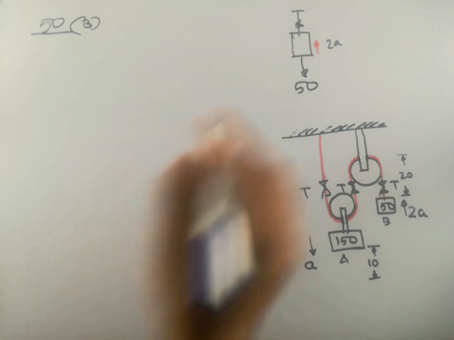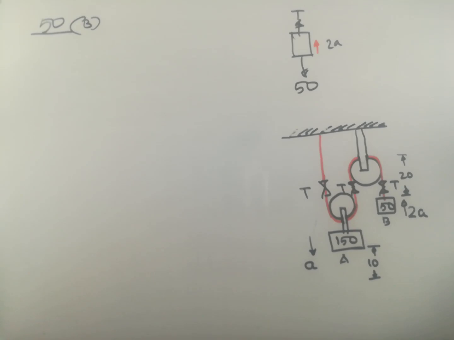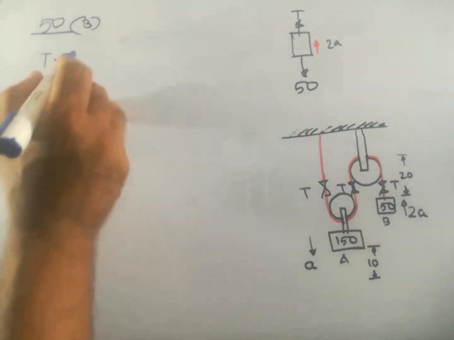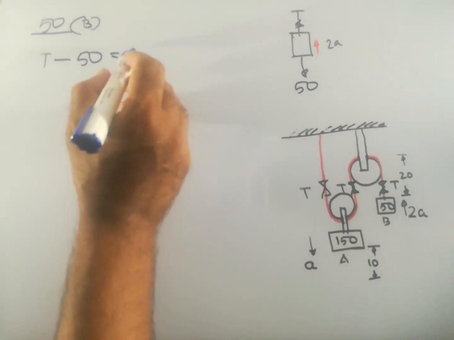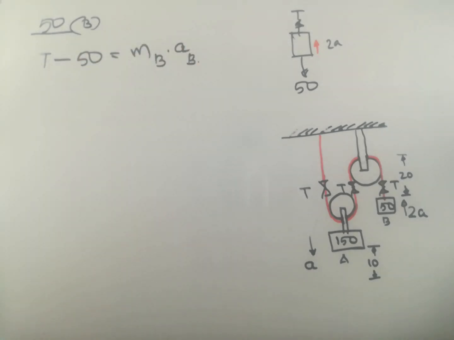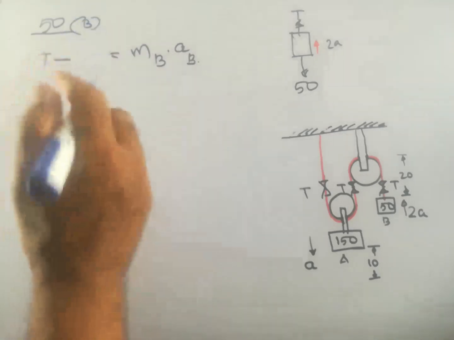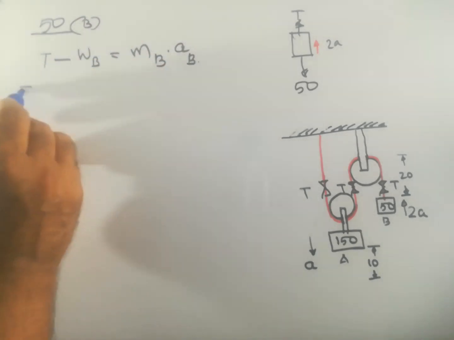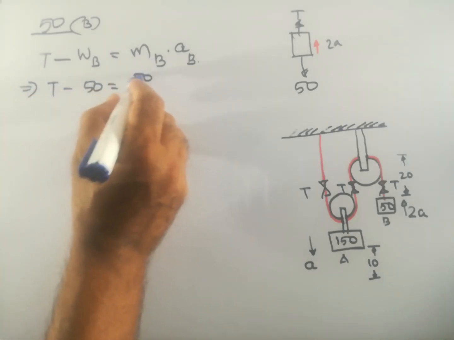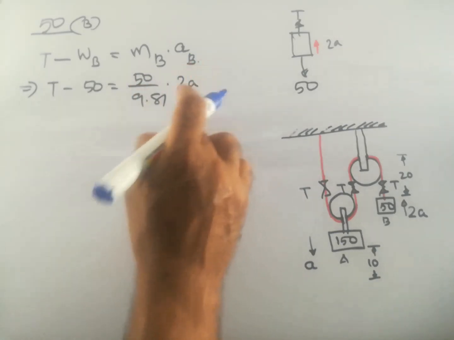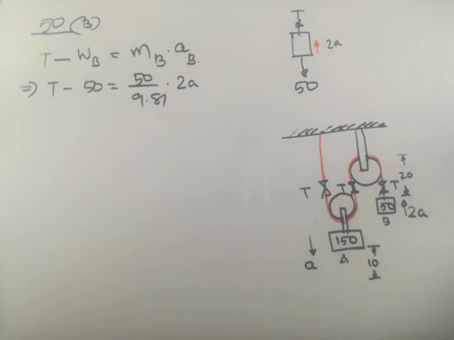Then applying Newton's second law of motion, what we will get? It's moving upwards, T is positive, so T minus 50 equal to m_B into a_B. When you substitute the values, T minus 50 equal to 50 by 9.81 into a_B, where a_B is 2A. A is the acceleration of block A with a 150 Newton wedge. Let this be equation number 1.